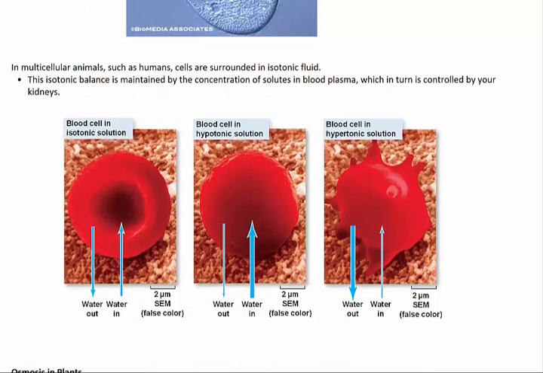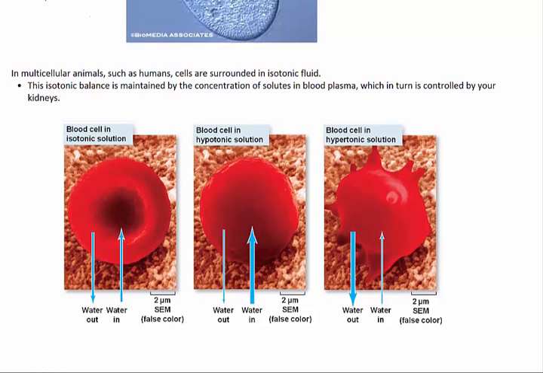In multicellular animals, such as humans, cells are surrounded in isotonic fluid, and this means that cells can function efficiently as water diffuses equally in both directions, resulting in no net movement of water into or out of cells. This isotonic balance is maintained by the concentration of solutes in blood plasma, which in turn is controlled by your kidneys. And this isotonic balance is important because negative effects can occur if the blood plasma surrounding red blood cells becomes hypotonic or hypertonic.